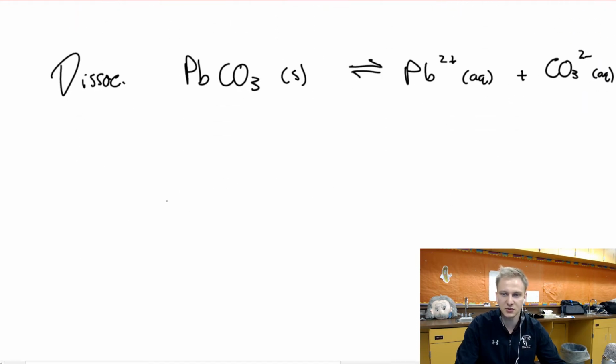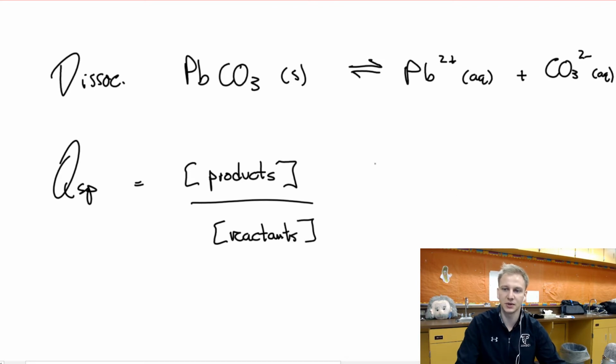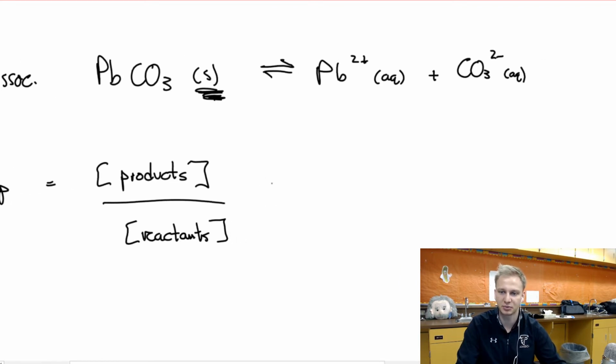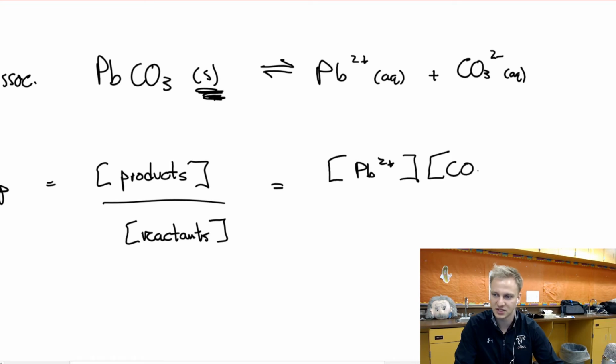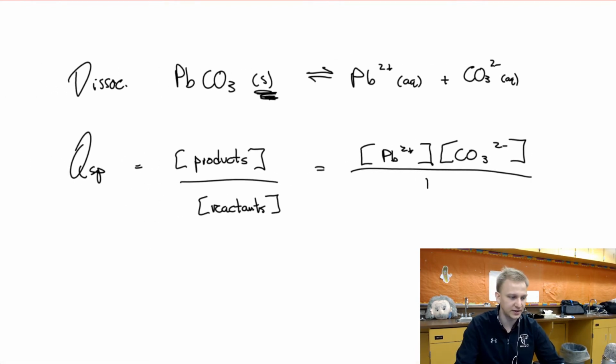And so what we want to do then is write a trial QSP expression. Well, QSP will be the exact same. It'll always be the concentration of products divided by the concentration of the reactants, in the same way that we did KSP. And here again, notice that we have a solid present. So we'll put the concentration of Pb2 plus multiplied by the concentration of CO3 2 minus, and that'll all be over 1 since this reactant is a solid.